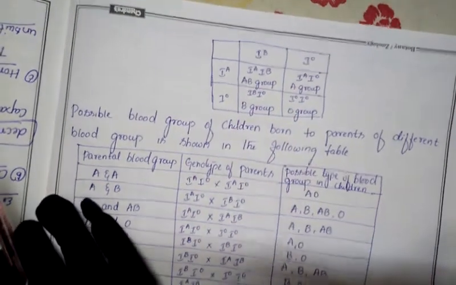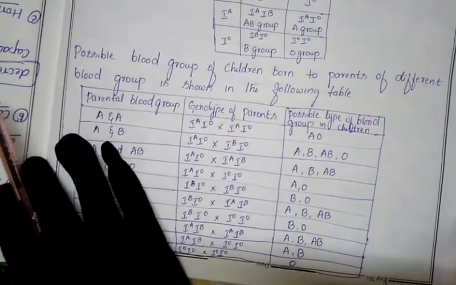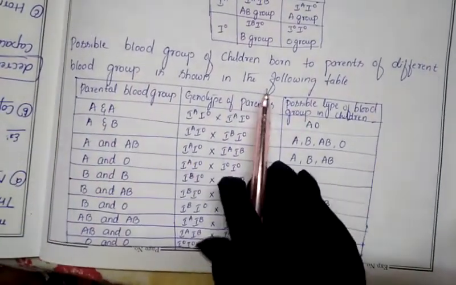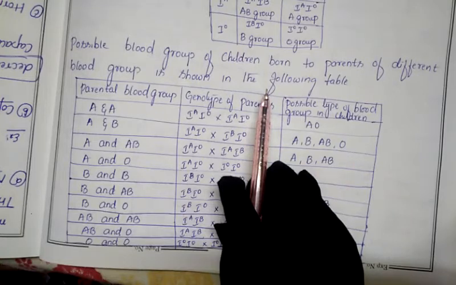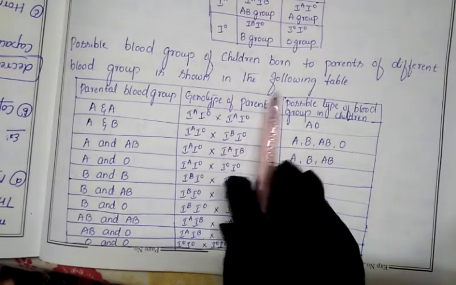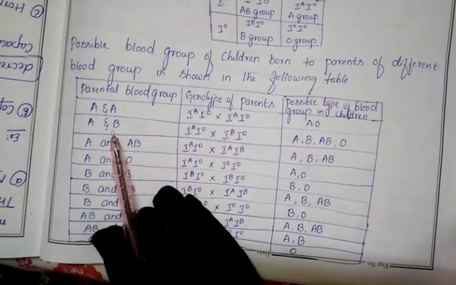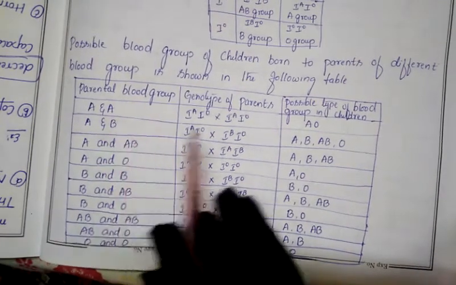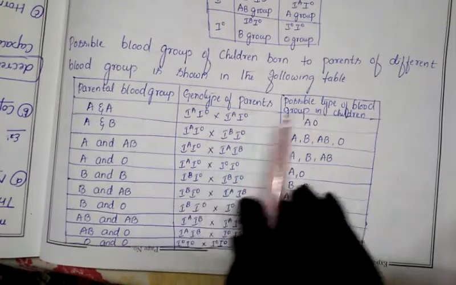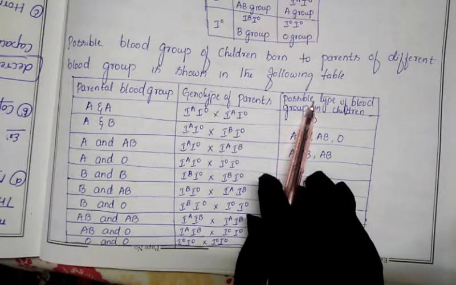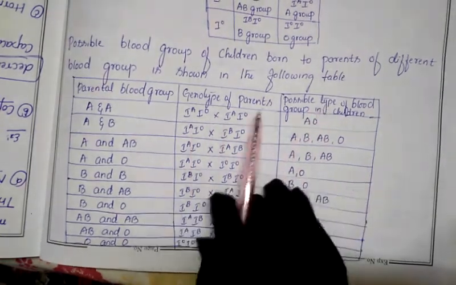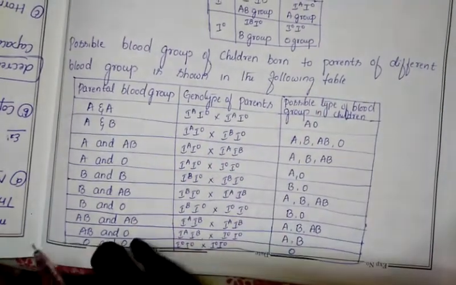Next, they have given one tabular column for you. It shows which types of blood group are possible in the offspring: the possibilities of blood group in the children. Which blood group is present in the parent, what genotype it may be, and what possible blood group may appear in the child. These three concepts are given in this tabular column.